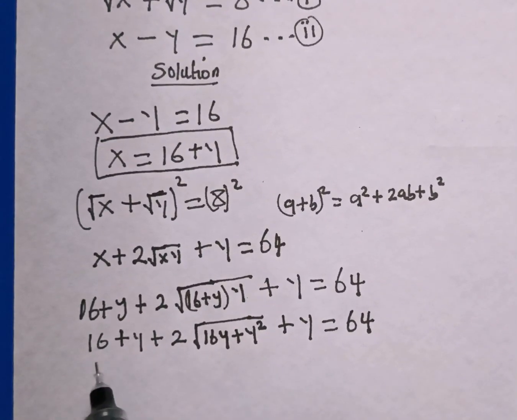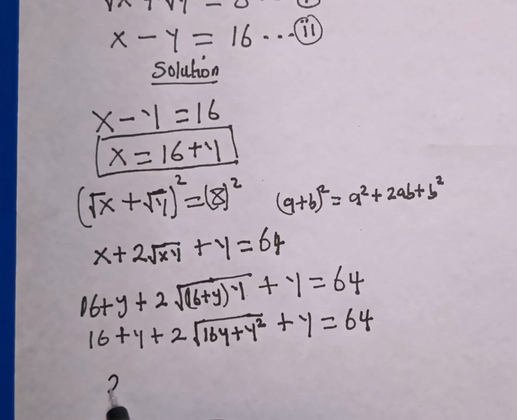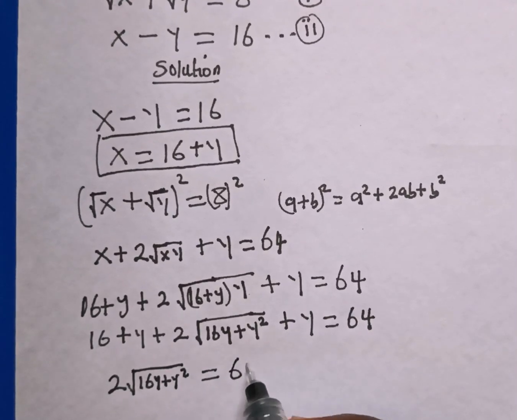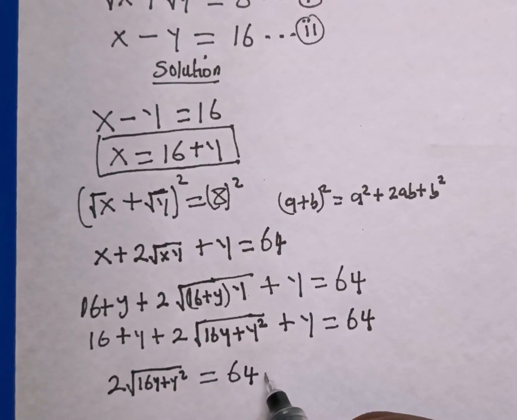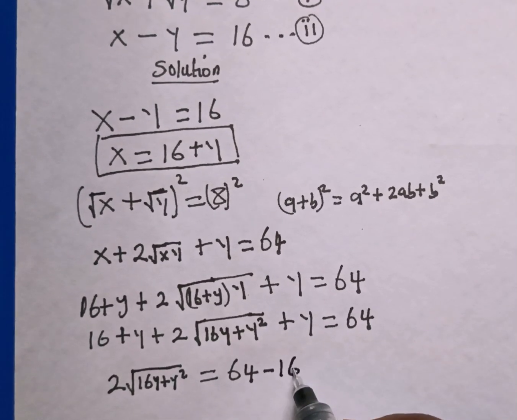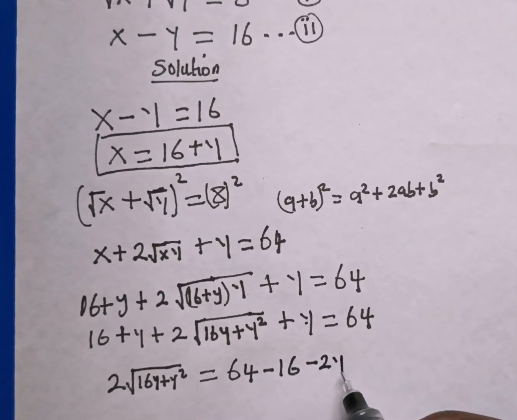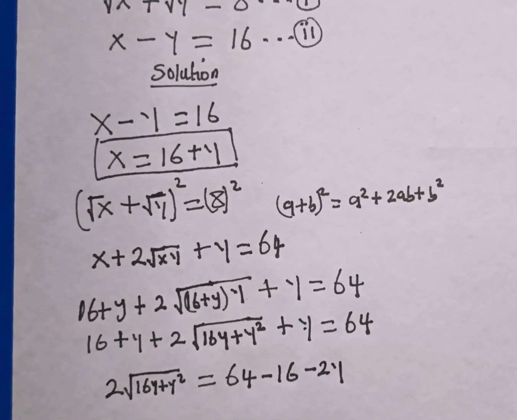So the next thing we're going to do, we're going to move all these terms to the right hand side and leave this one that is having square root on the left hand side. So when we do that, we're going to remain only with 2 multiplied by square root of 16y plus y squared, which is going to be equal to 64. Then here we have 16. So when this 16 crosses, it is going to be negative 16. Then y plus y is going to give us negative 2y because it's positive here. So when it crosses to the other side, it becomes negative 2y.